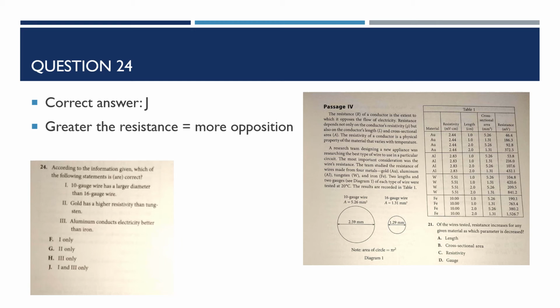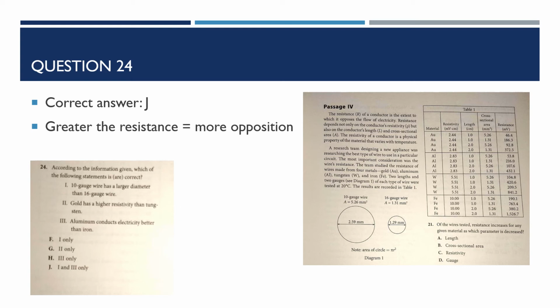We've got material, resistivity, length, cross-sectional area, and resistance, but there's nothing about conductivity. So we're going to have to look in the passage to find out something about conductivity. If I look at the very first sentence of the passage, it says, resistance of a conductor is the extent to which it opposes the flow of electricity. And then it says resistance depends not only on the conductor's resistivity, but also on the conductor's length.